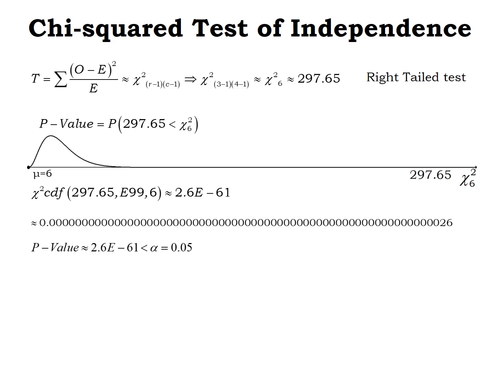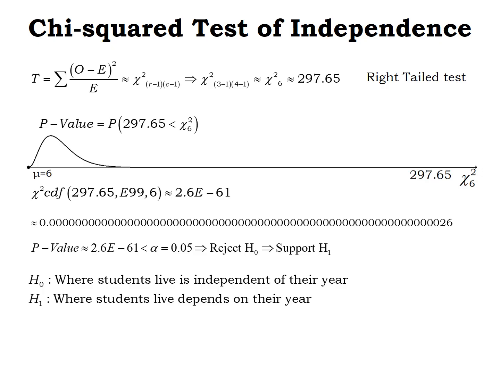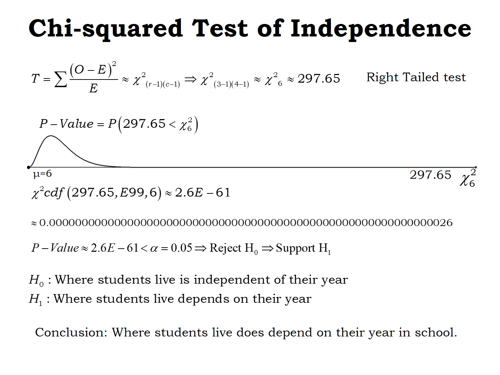Now that's a tiny p-value, way less than the alpha we currently have, less than any other alpha we've ever thought about using. So we are rejecting the null hypothesis and supporting the alternative, and we are as convinced about this as anything we can ever be convinced about, statistically speaking. Again, as a reminder of our null and alternative hypotheses, we are rejecting the null and supporting the alternative. So based on this data, we are concluding emphatically that where students live does in fact depend on their year in school.